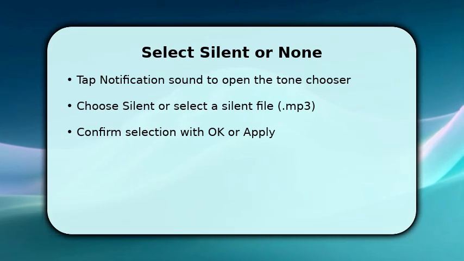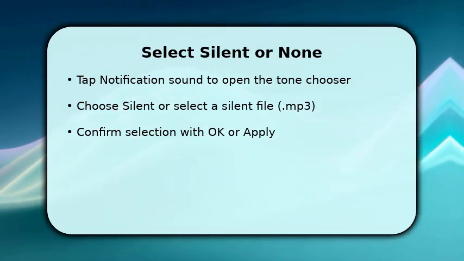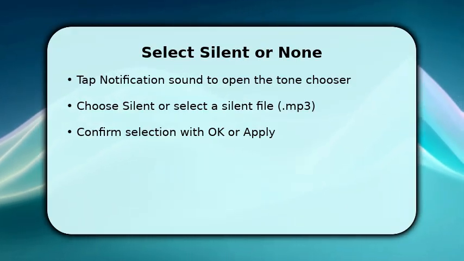Now tap notification sound to open the tone chooser. Android shows built-in tones and any custom files. Scroll to the top or bottom to find silent, none, or a blank option. Select it to disable the audible alert.